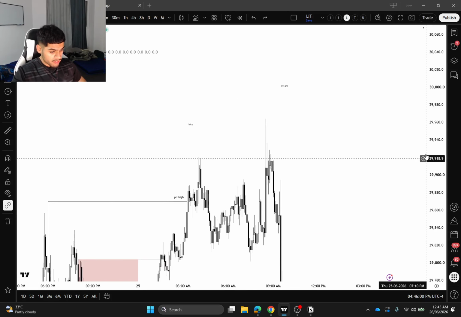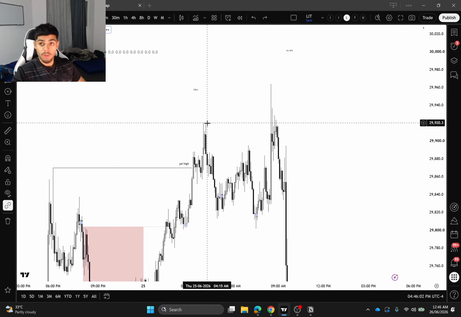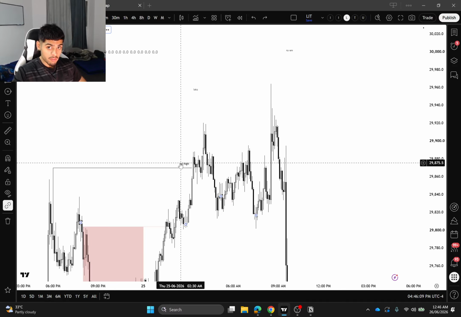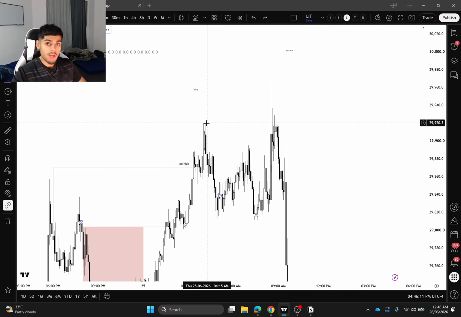We sweep this high. Now I'm going to involve time as well. I'm going to show you how time actually supports this, right? We sweep this high, which is the previous day high in London. But we do not care about that. What do we care about? Us sweeping the highs and lows in New York, because this is NASDAQ. That's when the volume is crazy.